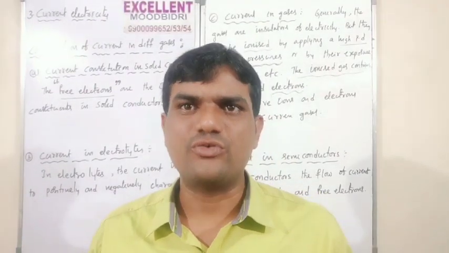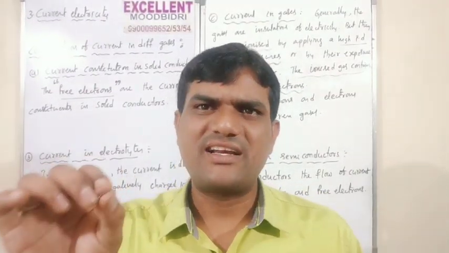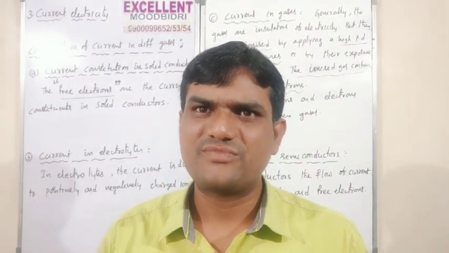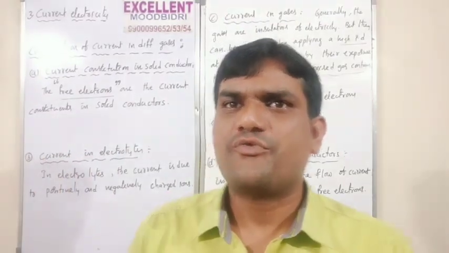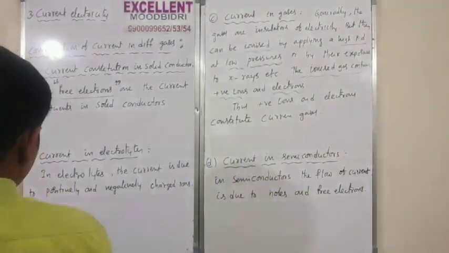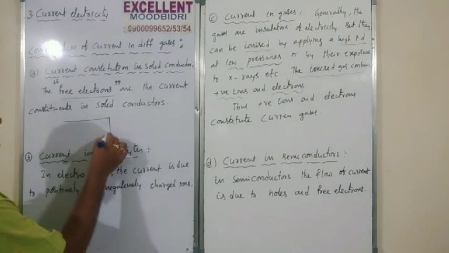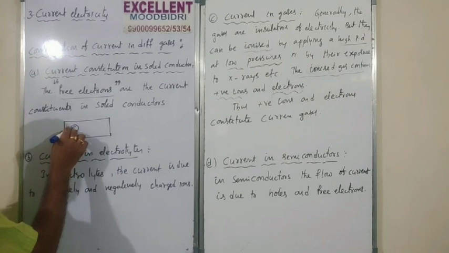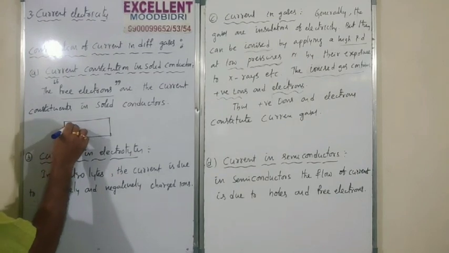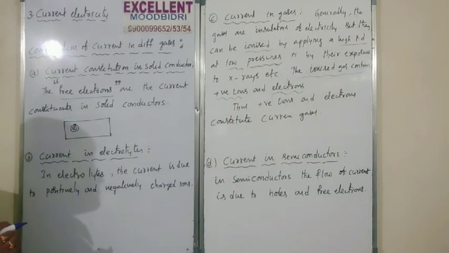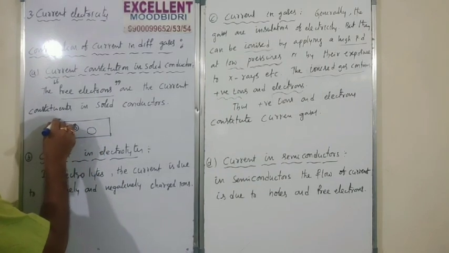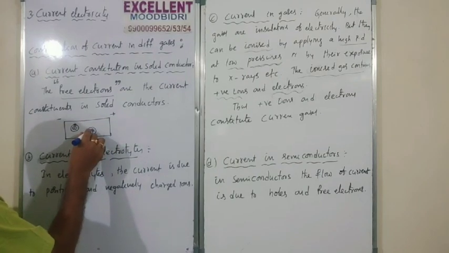Generally we know that a conductor has free electrons in the outermost shell, yes or no? For example, here I have a conductor. This is the atom, and this is the nucleus. In the outermost shell there are free electrons. These free electrons can move from the negative terminal to the positive terminal, freely.